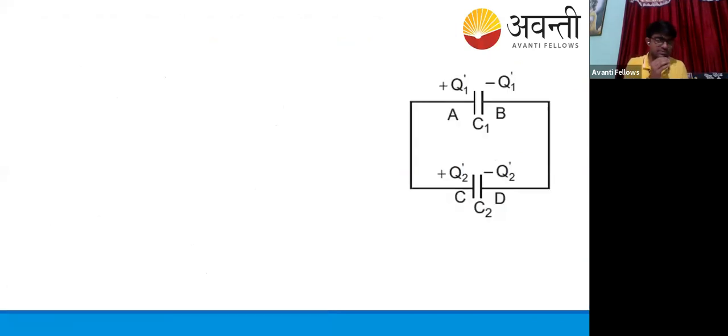Okay, fast, I'm moving towards next. So now here you can see in this figure, this one is now q1 dash, and this one is say minus q1 dash. And this is q2 dash, new charges, fresh charges, and this is minus q2 dash in the second capacitor. Okay, capacitance will be same.